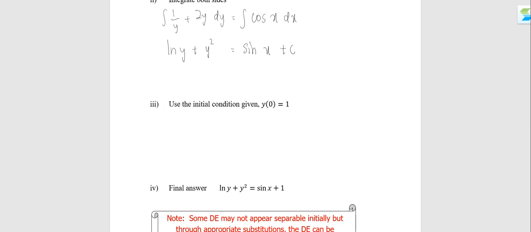So use the initial condition, when x equals 0, y equals 1, into this equation. So you substitute the values. So ln 1 plus 1 square is 1, equals sin x plus c, sin 0. Okay, so c equals 1. So from here you can rewrite your equation. So ln y plus y square equals sin x plus 1. So this is your final equation.